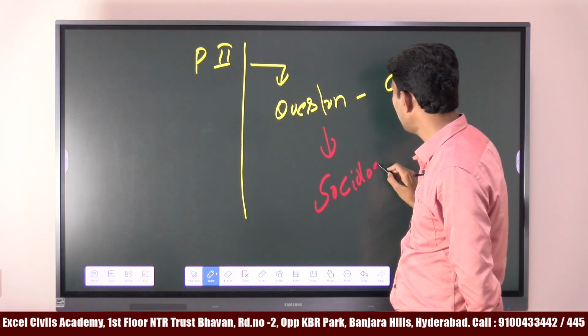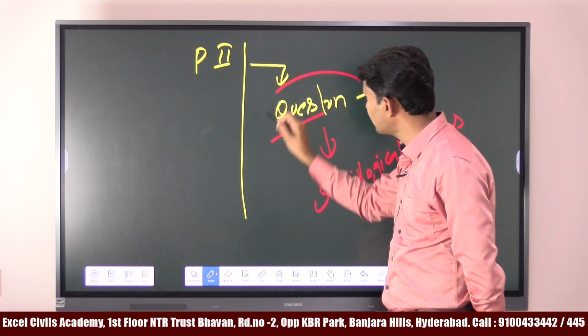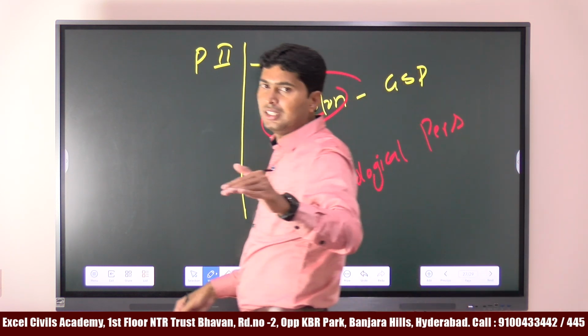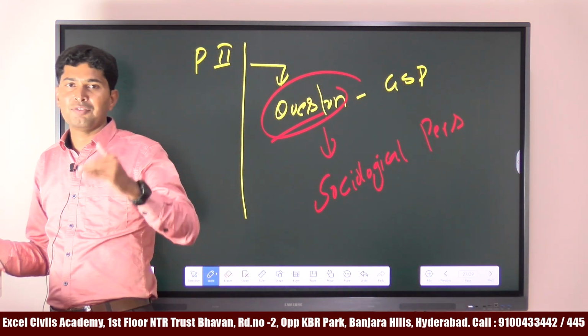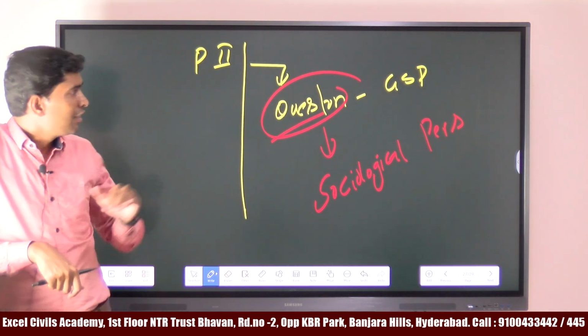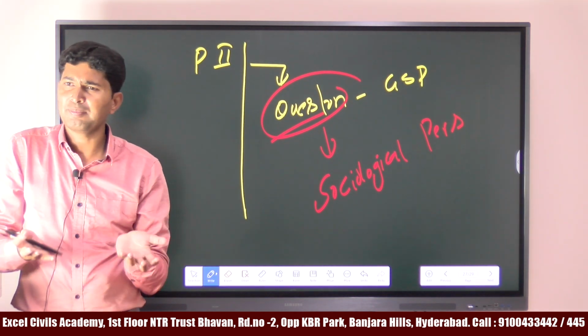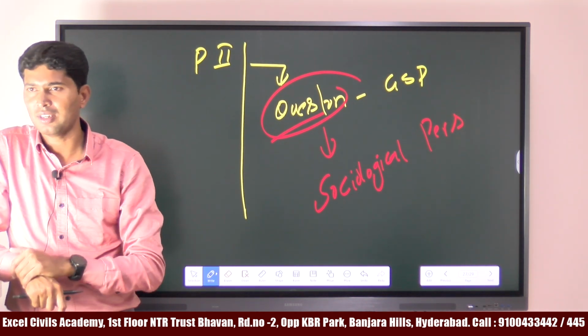Sir, what is the meaning of sociological perspective? What is the meaning of GS perspective? Let me take an example. Do you think the marriage age for a girl should be increased from 18 to 21 years? Suppose it is asked in GS paper 1 Indian society. Normally you can write positives, negatives, arguments and so on.